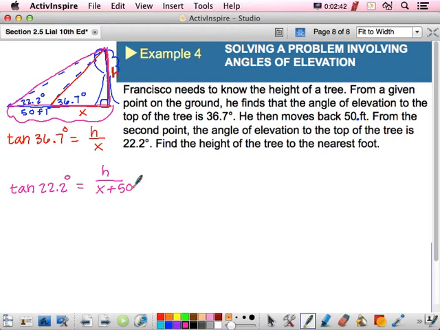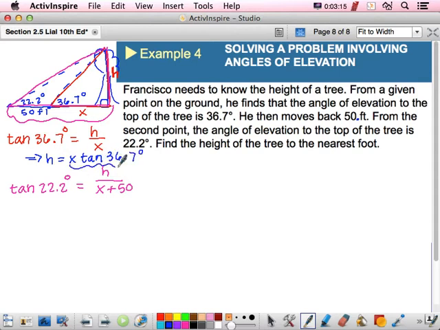So now we have a second equation that also has the same 2 variables as the first. So we have a system of 2 equations with 2 unknowns. And we just have to figure out how to go from there to find the value of h. If I look at the top equation, it's really easy to solve that for h. So that's what I'm going to do. I am going to take the top equation, I'm going to stack it over 1 and make a proportion, and see that h equals x times the tangent of 36.7 degrees.